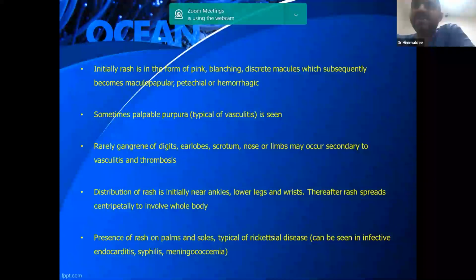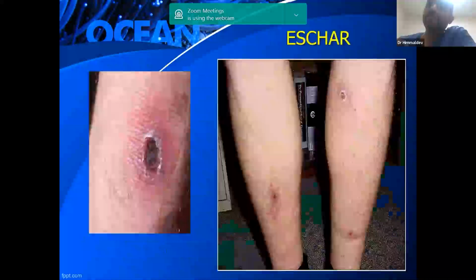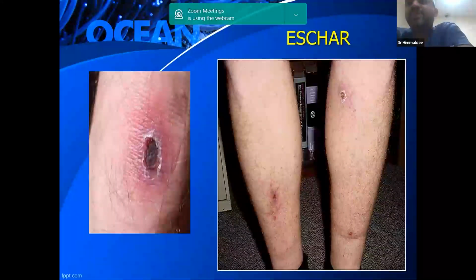Suppose the patient has a fever, the patient has thrombocytopenia, but there is no rash. You say, oh, it's not rickettsial. It doesn't mean that way. Rash need not be there always. It can be present, it can guide you, but the absence of rash doesn't mean that this patient doesn't have a rickettsial infection.